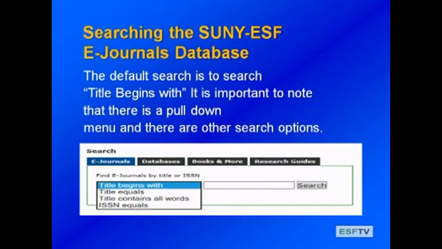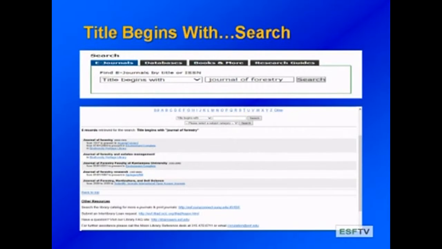It's important that when you get into that search box, you click the pull-down menu. There's 4 ways that you can actually search our eJournals database, and we're going to walk through those 4 ways: title begins with, title equals, title contains all words, and ISSN equals. So let's walk through each search because most people just go in and search the default search, but I want to talk about all 4 searches.